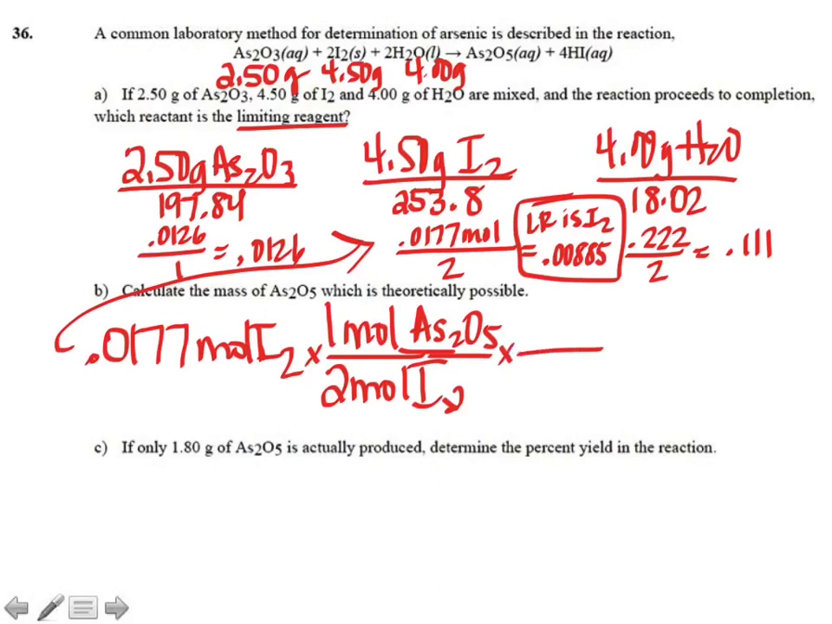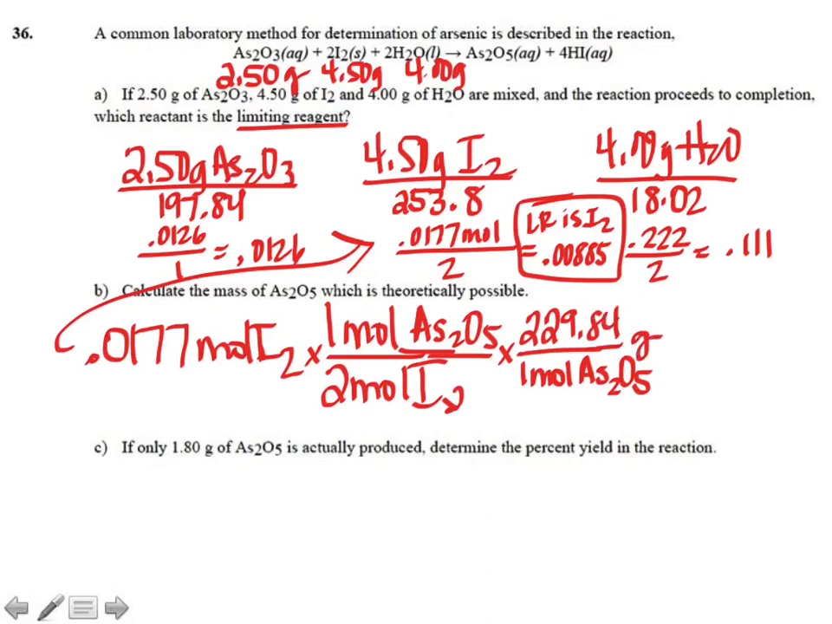And then we need the molar mass of As2O5, which we just take the molar mass of As2O3 and add 32 to it. Where did I get that? Because one has 5 oxygens and one has 3, so I just added 2 more oxygens to that mass up there. So the 197.84, add 32 to it, and I get 229.84.